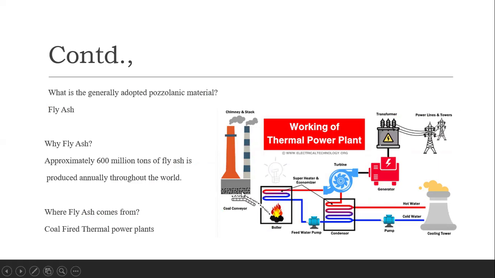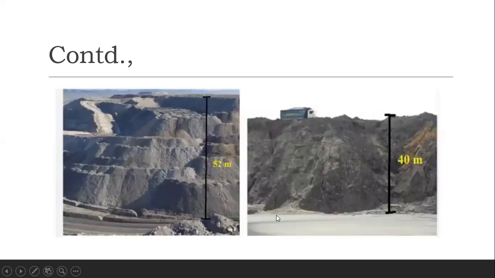At the same time, during the production process of the heat, a large amount of coal is being burnt. So after burning the coal, some amount of residue, that is the ash deposits, will be present inside the furnace. This ash tends to deposit in the furnace, and this ash will be taken off and normally dumped in the open lands. So previously you just see the picture here. I represent the 52-meter height artificial mountain, as well as this 40-meter height artificial mountain. These are all made up of fly ash. That much amount of fly ash is being generated and being dumped in the open lands.